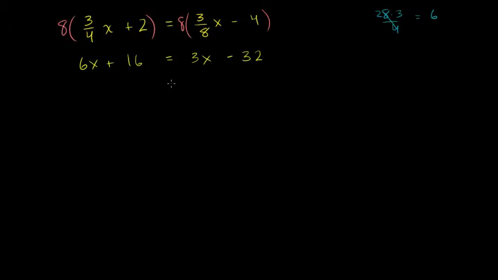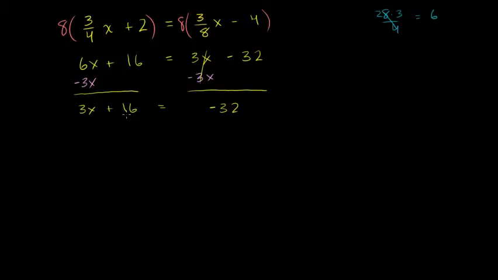Now the next thing, let's try to get all the x terms on the left-hand side and all the constant terms on the right. So let's get rid of this 3x from the right. Let's subtract 3x from both sides to do it. The left-hand side of this equation, 6x minus 3x is 3x. 6 minus 3 is 3. And then you have a plus 16 is equal to 3x minus 3x. That's the whole point of subtracting 3x, is so that they cancel out. So those guys cancel out, and we're just left with a -32.